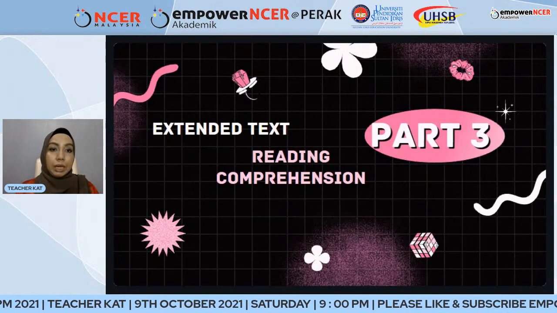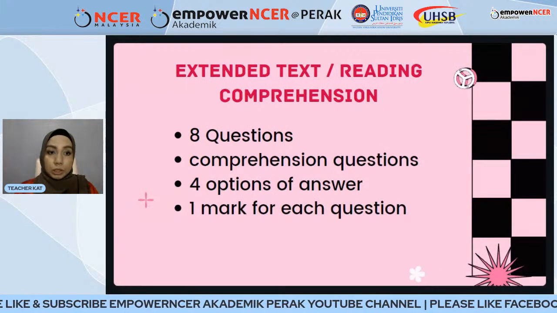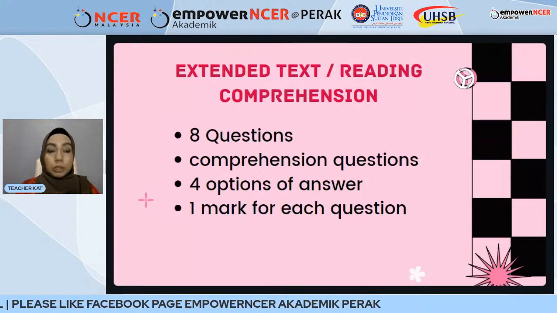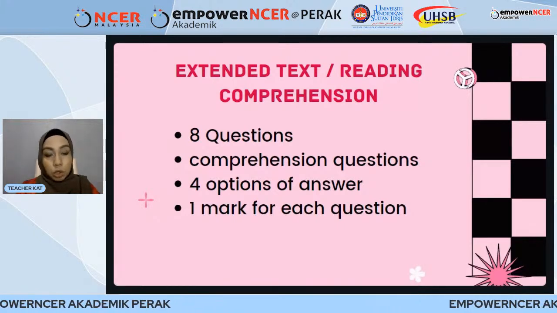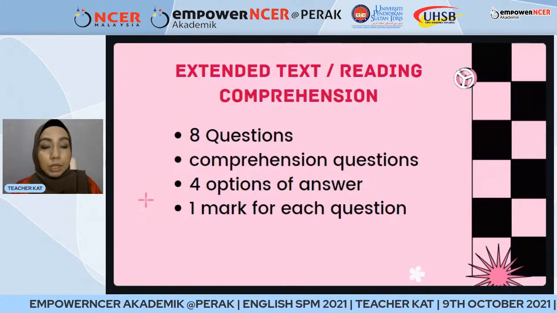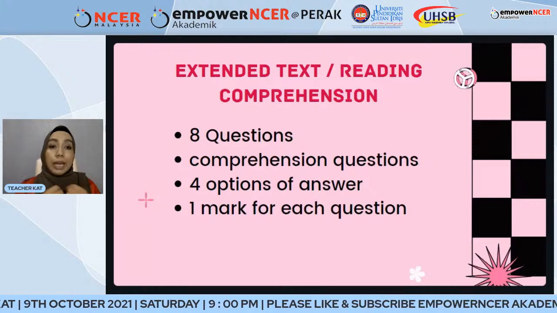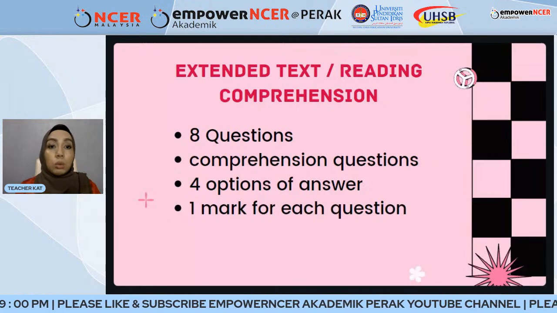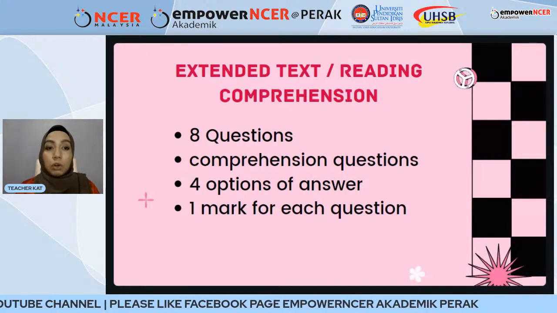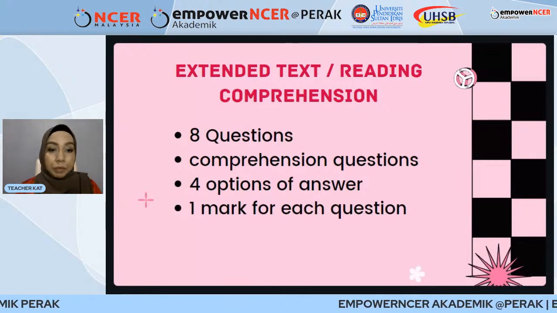Okay, now part three, the extended text reading comprehension. There are 8 questions. The questions are all based on the text, so you need to comprehend the text given. It is longer. If you recall, the first part is called short text because the text is short. For rational clause, you will get a longer text, but for part 3, the extended text, the length of the text is extended and it is longer than the text from the second part. So you need to comprehend the text and the questions, to know what the question is asking before you could answer. There are 4 options of answer given, and you need to find the correct answer, and you will be rewarded 1 mark for each question you answer correctly.